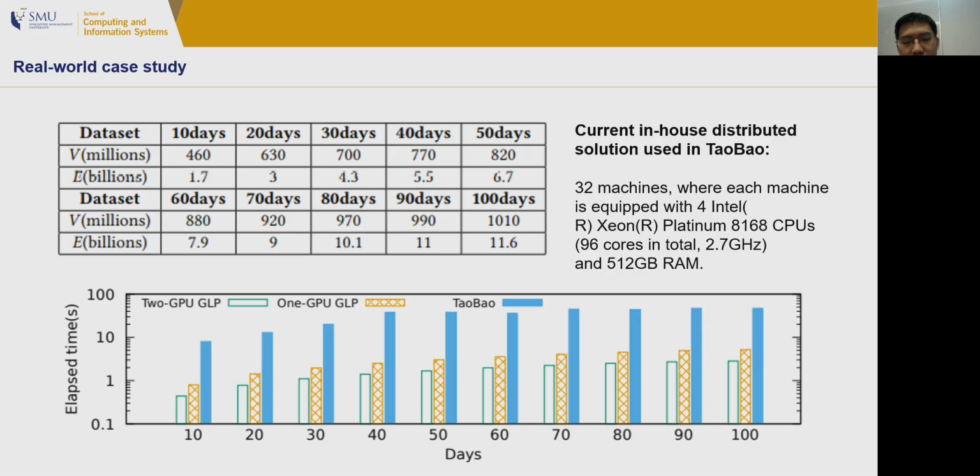To verify the effectiveness of our system in a multiple GPU setting, we add one more Titan GPU to the original setting. GLP further achieves 1.8 speedup on average. The CPUs used in each machine of the in-house solution cost more than $20,000, whereas the CPU-GPU setting used costs less than $4,000, according to the official prices from Intel and NVIDIA.